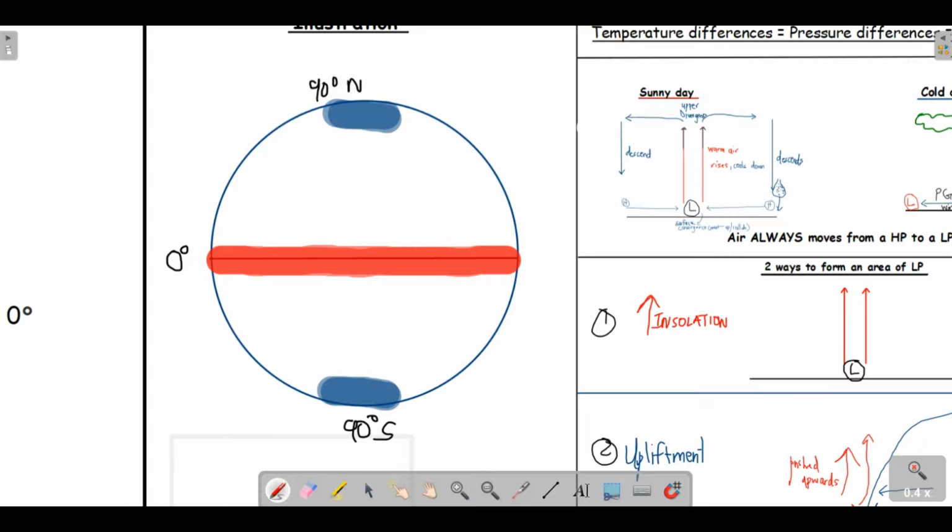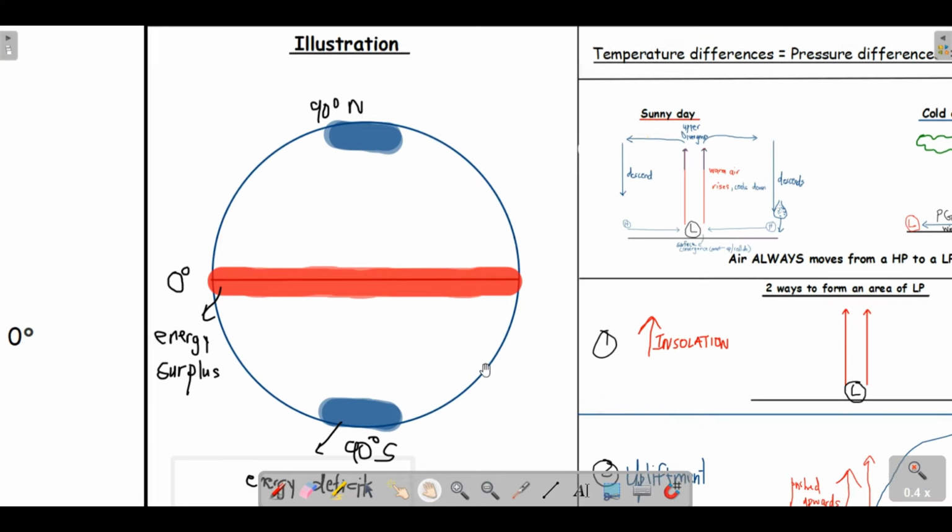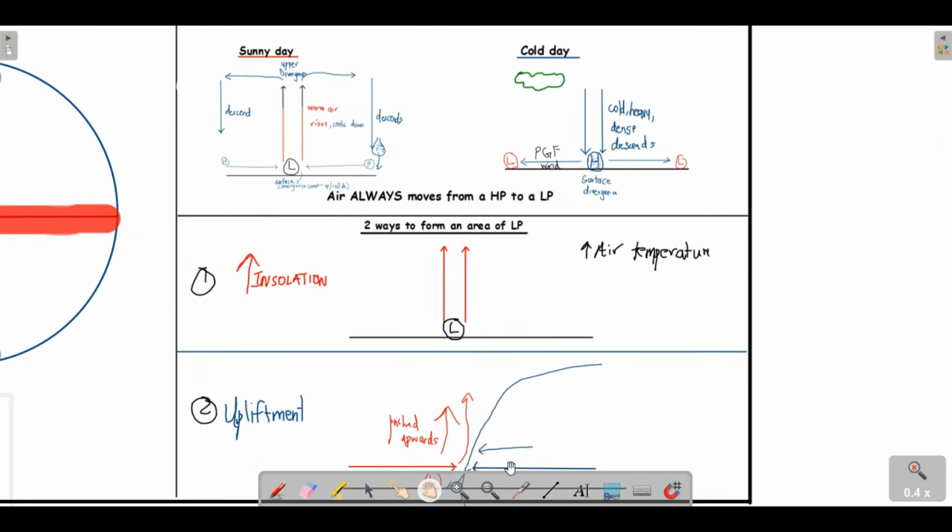If you remember quite well, guys, energy deficit, not enough energy. They lose more energy than they gain here, because over here you have the high albedo snow, which reflects a lot of the little insolation that is received. And then right over here, you have an energy surplus. So the equator receives a lot of insolation. Because it receives a lot of insolation, we expect a lot of warm air to rise up.